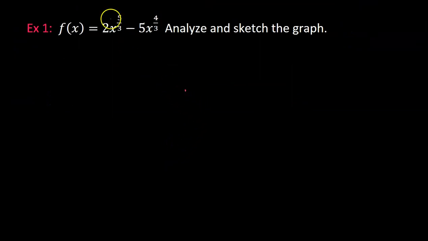So step 1 is to identify any places where the function is undefined. This function doesn't have any undefined places. There are no fractions, no denominators to worry about. There's not even a square root. Notice the roots are the denominators. So we have a cube root. So there is no restriction on the domain at all. For that reason, we know that there will be no vertical asymptotes.